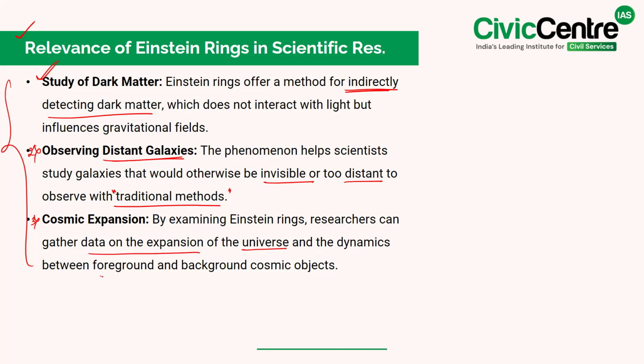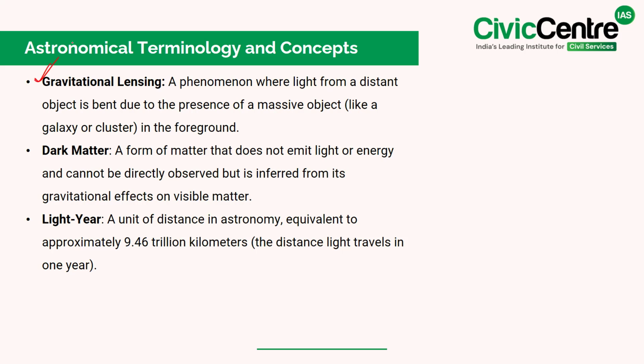Now, let's see the key astronomical concepts related to these Einstein rings. To fully understand the significance of Einstein rings, it is essential to grasp the following astronomical concepts. One is gravitational lensing, which is the bending of light caused by a massive object in the foreground acting as a natural magnifying lens. The second is dark matter, a mysterious form of matter that does not emit light or energy but influences the movement of galaxies due to its gravitational effects. And also the light year, which is a unit of astronomical distance representing the distance light travels in 1 year, equivalent to approximately 9.46 trillion kilometers.